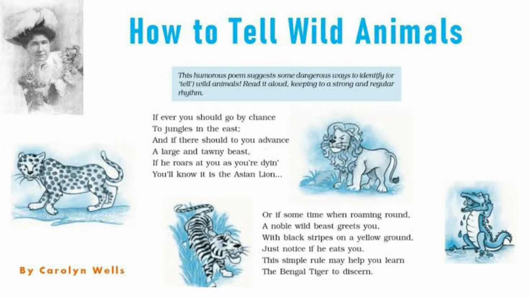In the second stanza, the poet describes a royal animal having black stripes on its yellowish skin roaming freely in the jungle. She says you will be certain that it is a Bengal tiger if he starts eating you. The poet emphasizes that there is no point in knowing the animal if you have to die to identify him.